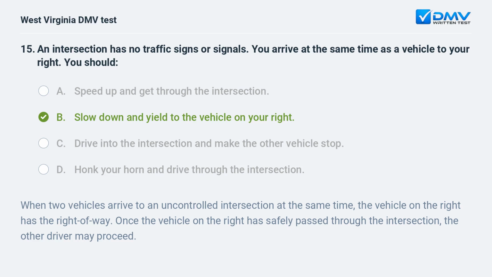When two vehicles arrive at an uncontrolled intersection at the same time, the vehicle on the right has the right-of-way. Once the vehicle on the right has safely passed through the intersection, the other driver may proceed.